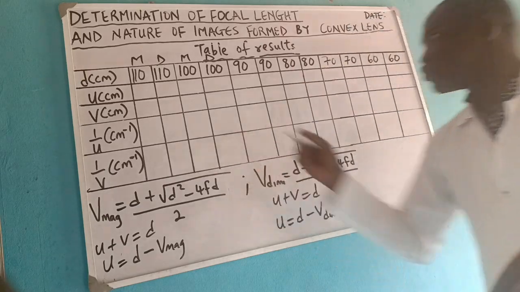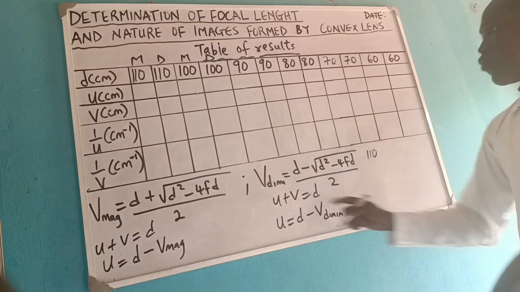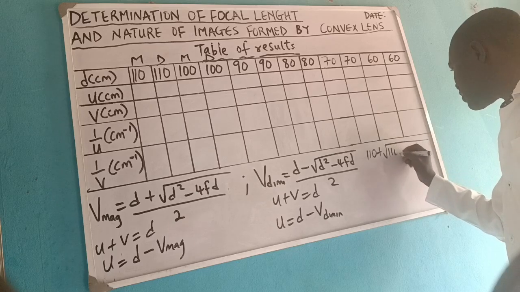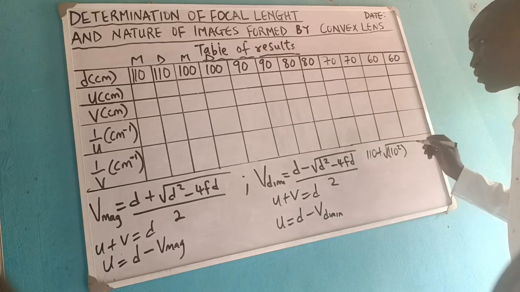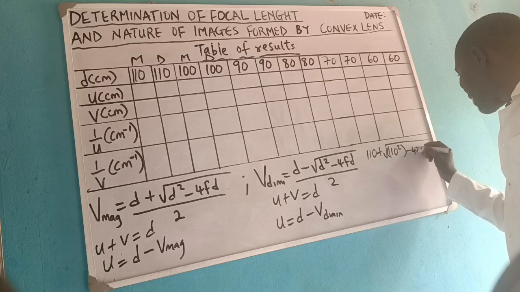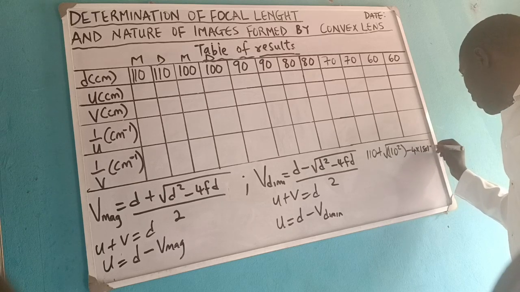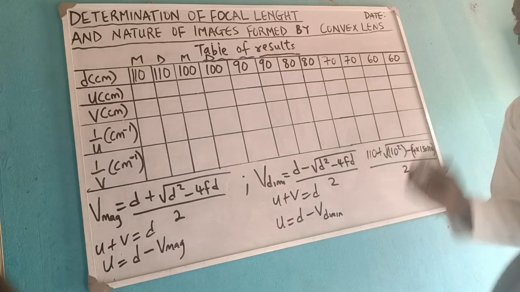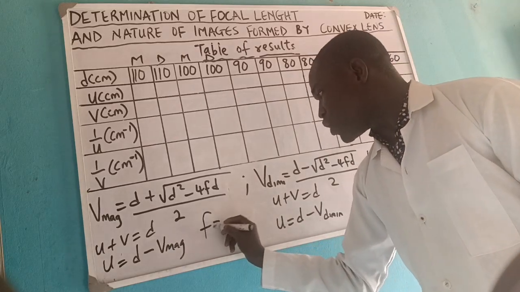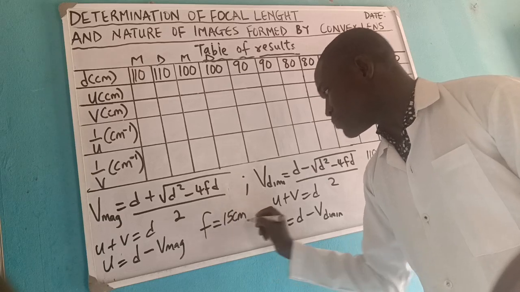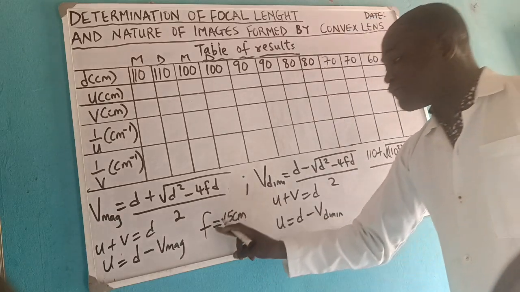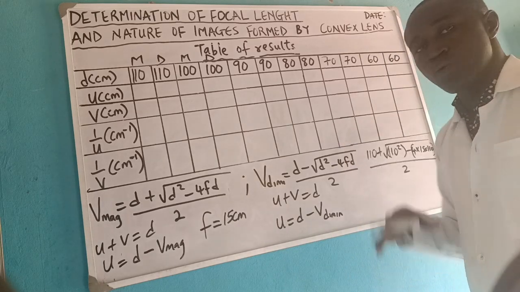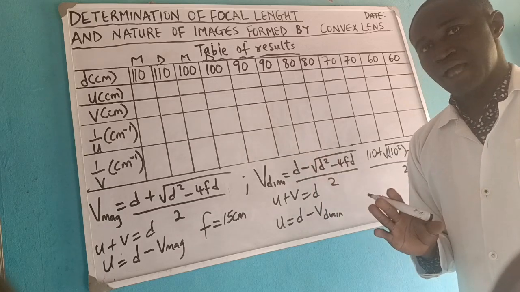Our d for the first one is 110. We are doing the first one: 110 plus square root of 110 squared minus 4 times 15 times 110, all over 2. Remember that our f, we noted it to be 15 cm. Yes, that is the focal length of the lens we have in the lab of the school where we are running this practical. Are you getting it?